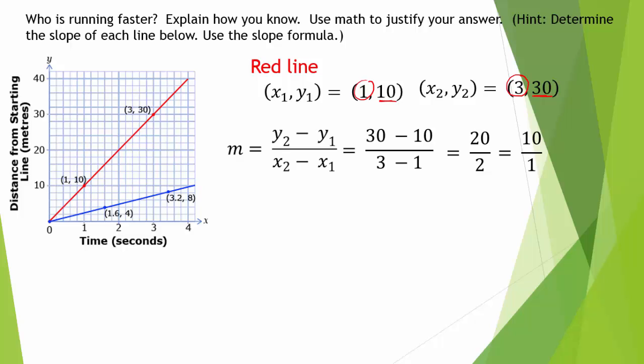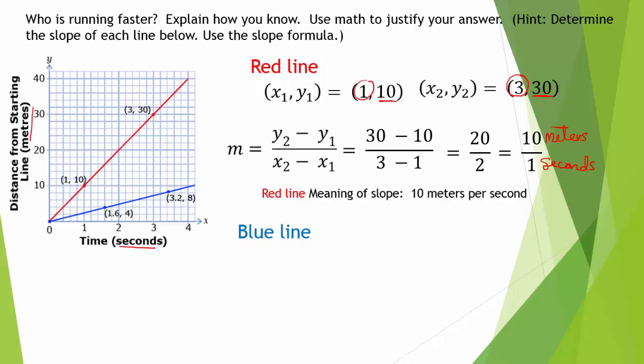What does that slope mean in terms of the graph? Well, our top value was our y values. So our y values represented meters. So our top number must represent 10 meters. Our bottom values were our x values. X values are represented in seconds. So our bottom answer must relate to seconds. So 10 meters per second is what that's saying. So the meaning of slope for that red line is that that person is running 10 meters per second. They're running pretty quick. Now we're going to go ahead and look at the slope of the blue line to determine how fast that person was running.